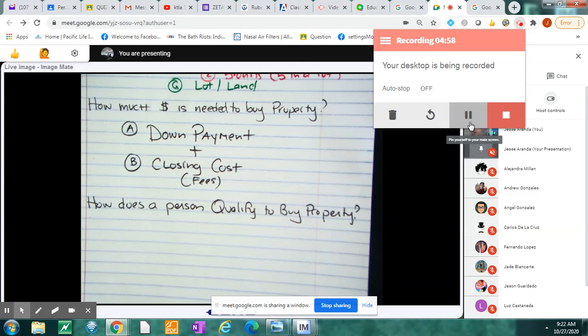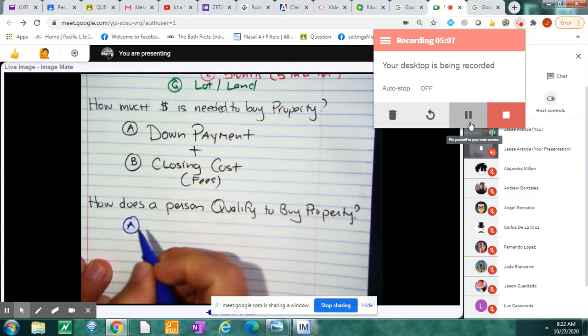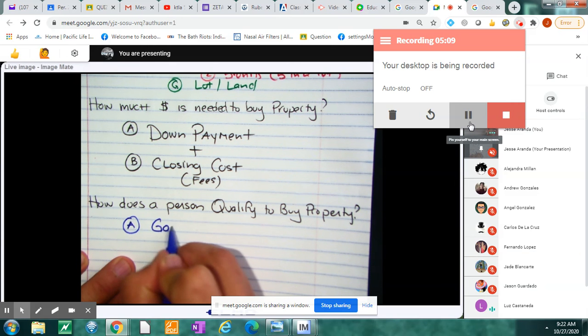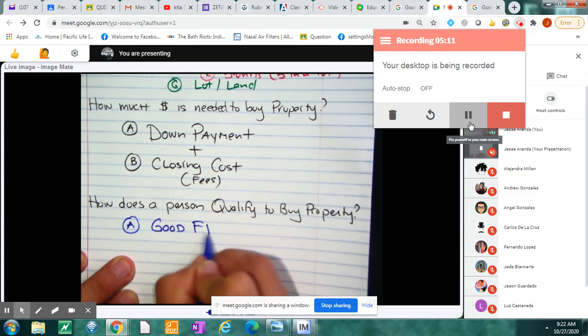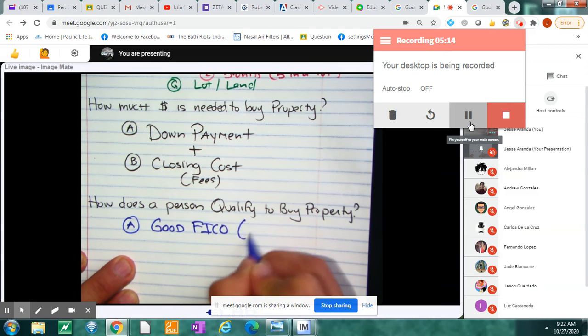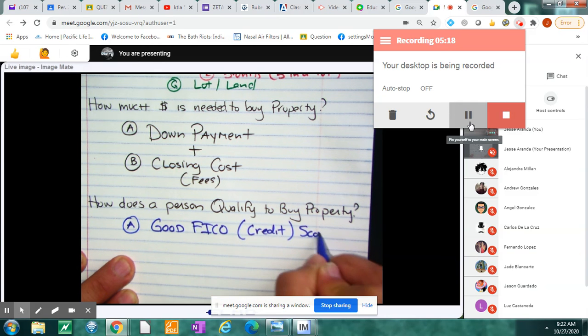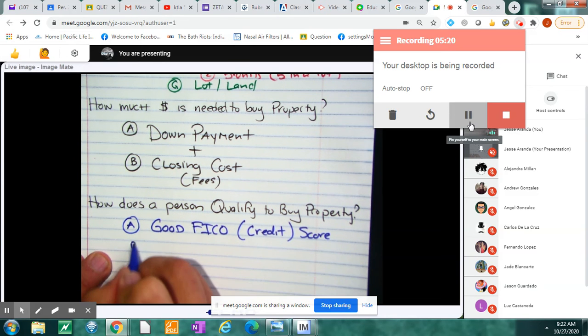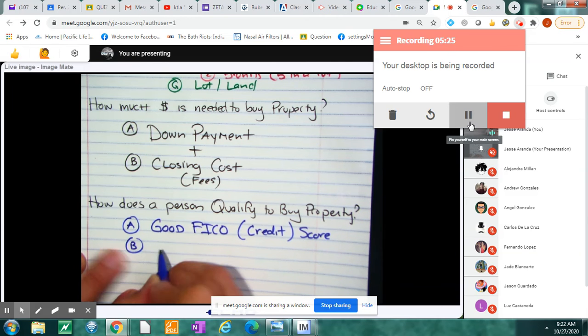So how does a person qualify to buy a property? You've got the money, but how do you qualify? You have to have a good credit score, a good FICO score. And then what else? Remember, your debt to income.